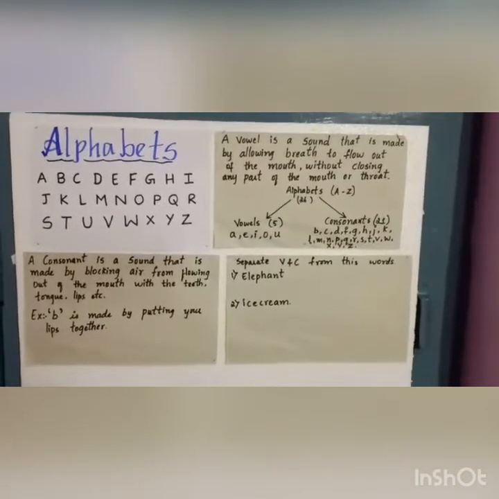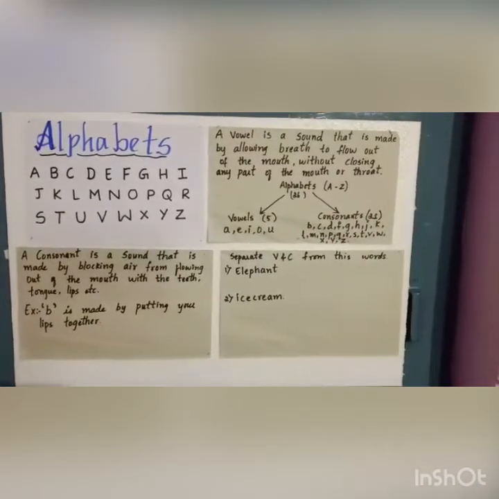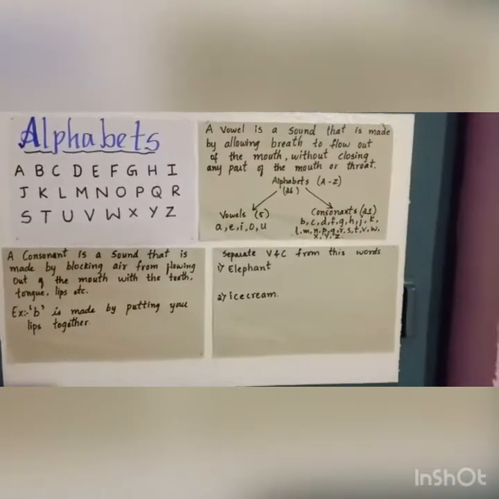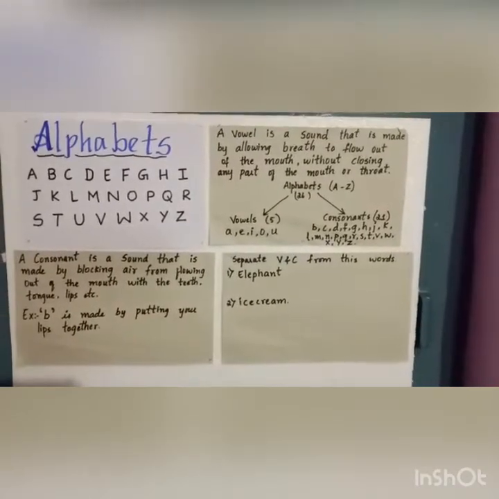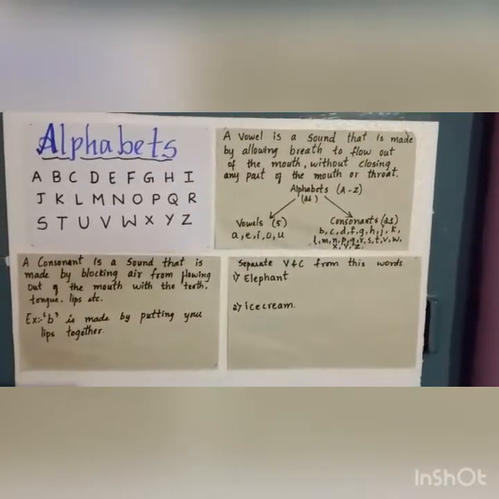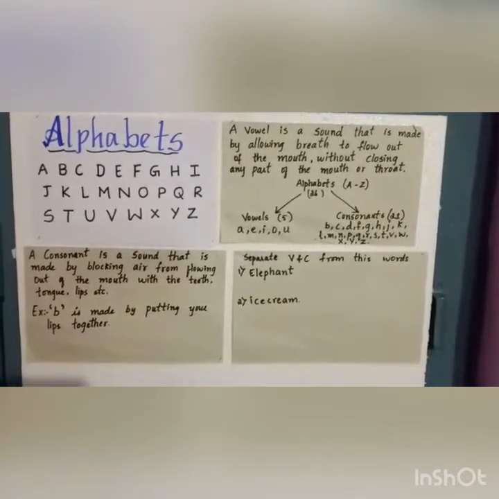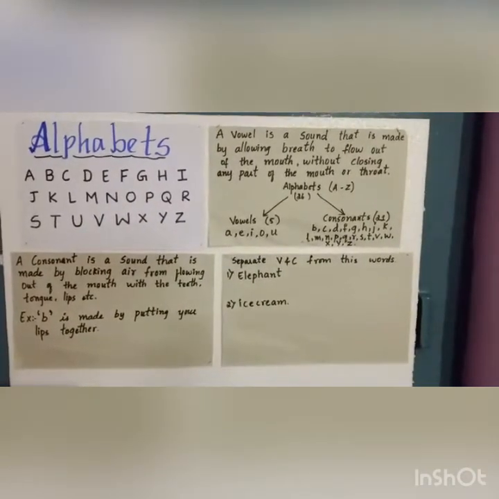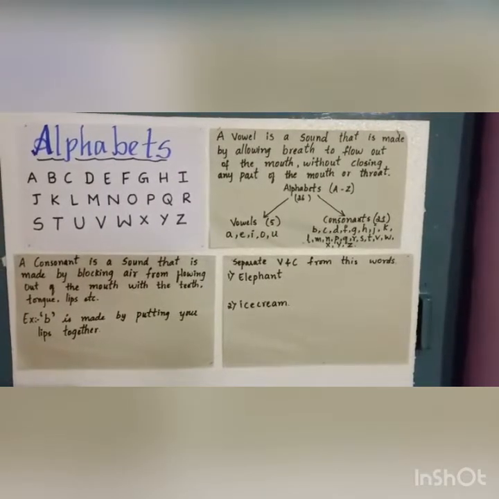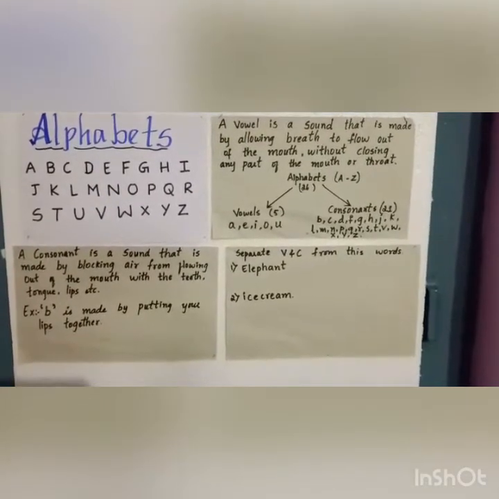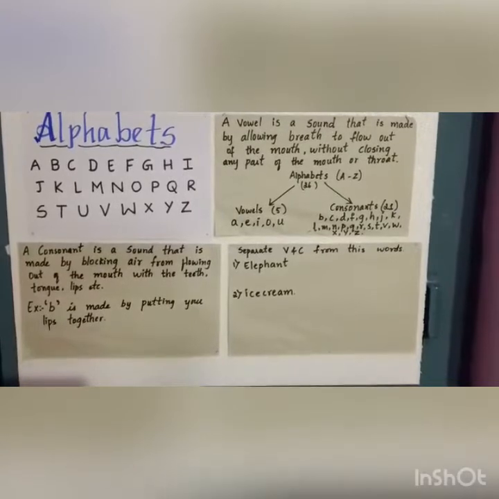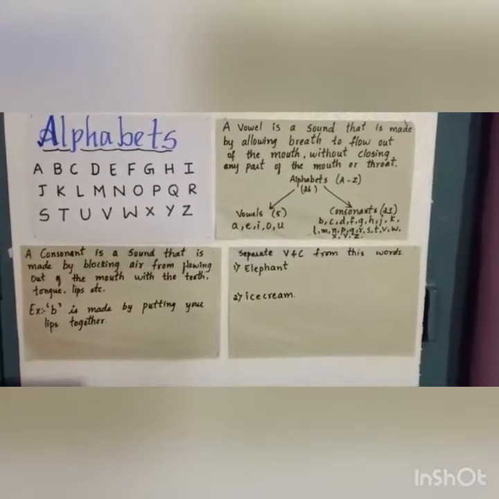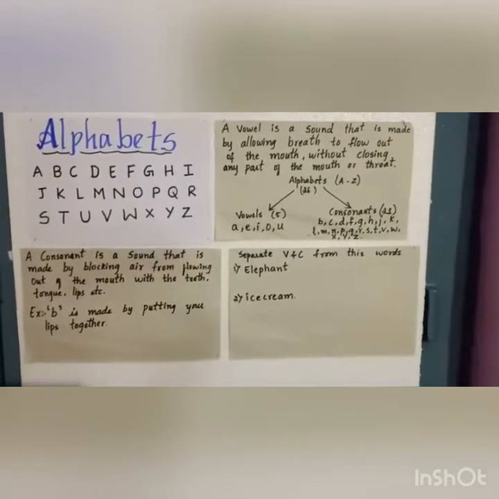In the last class you have seen vowels and consonants. We have 26 alphabets. In that 26 we have vowels and consonants. Which are those vowels? We have 5 vowels. That is A, E, I, O and U. And we have 21 consonants. Except those vowels, we have 21 consonants.